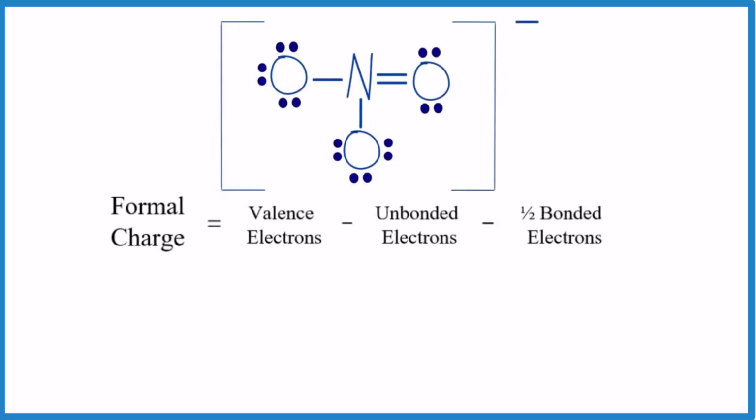So we have our Lewis structure here for NO3-, the nitrate ion. Do note there are resonance structures. You could put the double bond here, or you could put it here. But really the way we'd go about calculating formal charges, it's the same. So let's start out by calculating the formal charge of this oxygen here with the single bond.